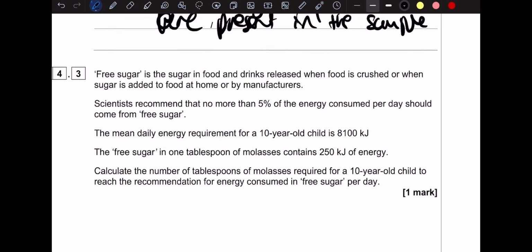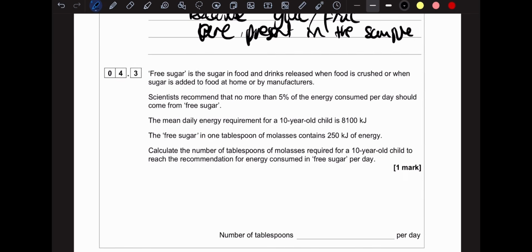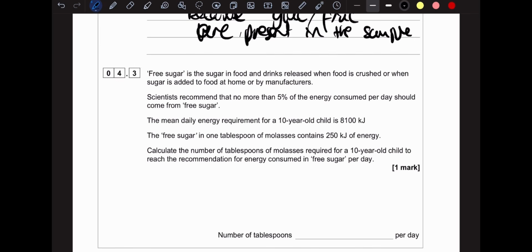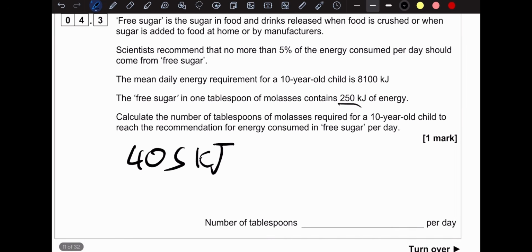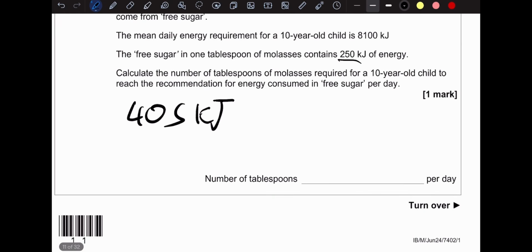So we know that no more than 5% should come from free sugar. The child's daily energy expenditure is 8,100, so 5% of that, we have 405 kilojoules. So we're looking to get 405 kilojoules as the upper limit. And we know that the free sugar in 1 contains 250. So 250 times 2 is 500 kilojoules. It's already over. But the number of tablespoons, we're going to have a decimal number, right? So how do we do that? We're just going to divide it by 250, right?